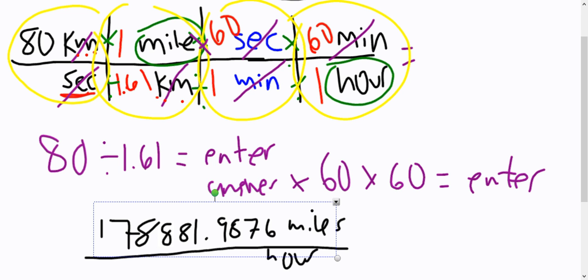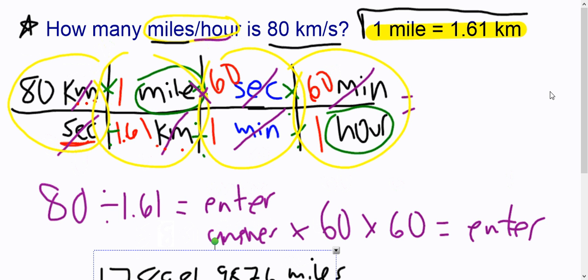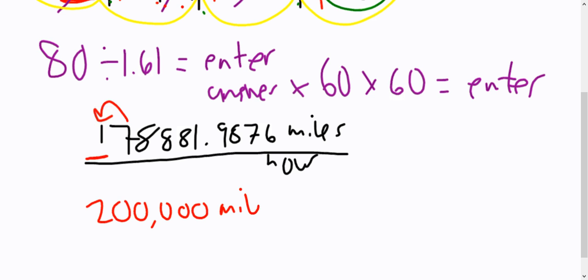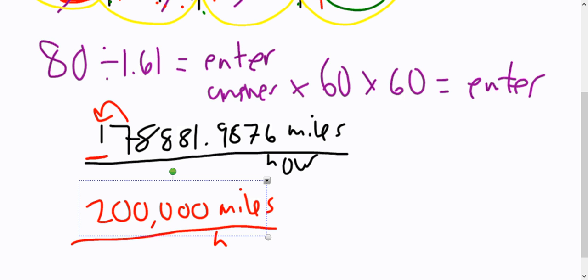Sig figs here, we go back to our given, and unfortunately our given only has 1 sig fig, so our answer can only have 1 sig fig. So we have to decide, does 178,881 round and stay at 100,000, or is it going to round up to 200,000? So we look one past it. That 7 is going to make it round up. So with sig figs, you're going to get an answer of 200,000 miles per hour. That would be your answer.